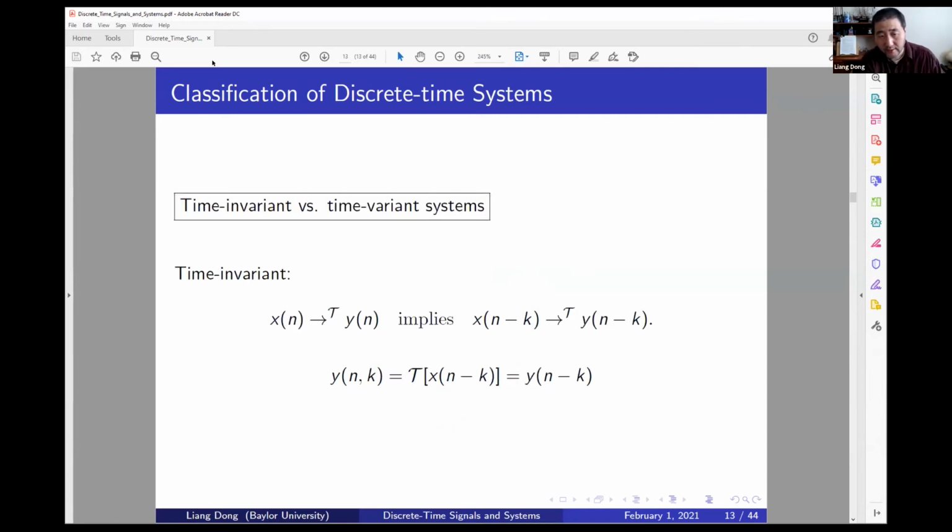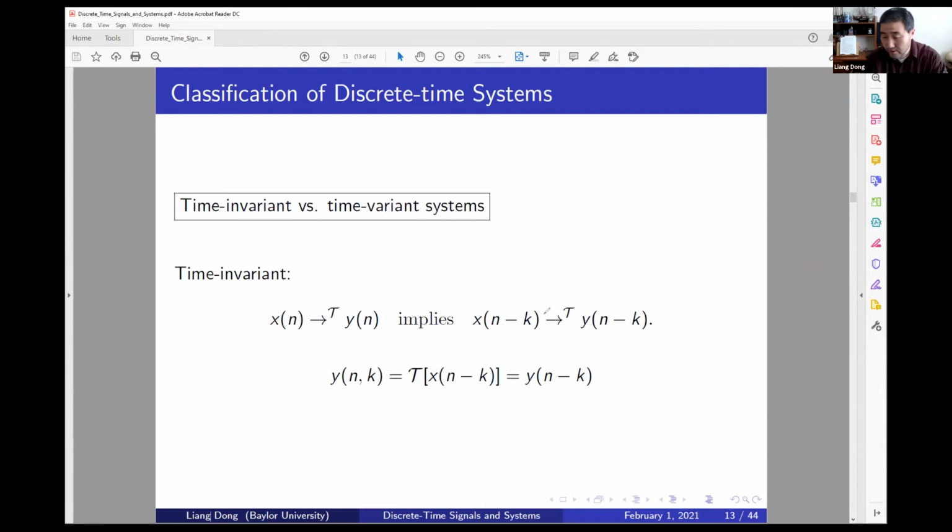Time invariant versus time variant system, or time varying system. A time invariant system is defined as this. I have an operation where xn becomes yn. That implies xn minus k gives me yn minus k. K is a constant, an integer constant. So what it says is that the system itself does not change. The system parameter is not a function of time. So the system you check today and tomorrow is the same. You can give me exactly the same input, I'll give you exactly the same output.